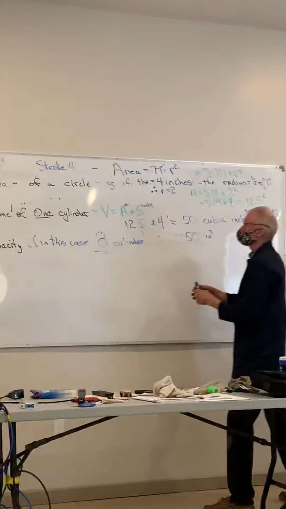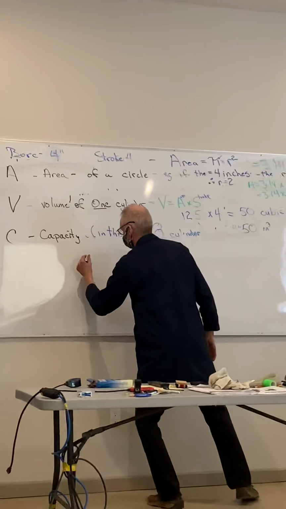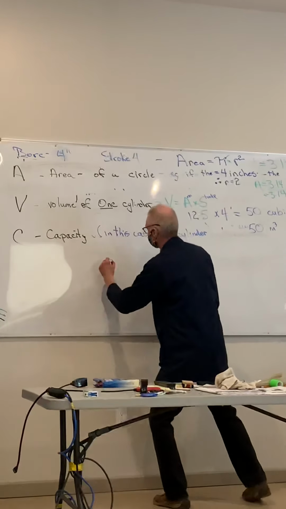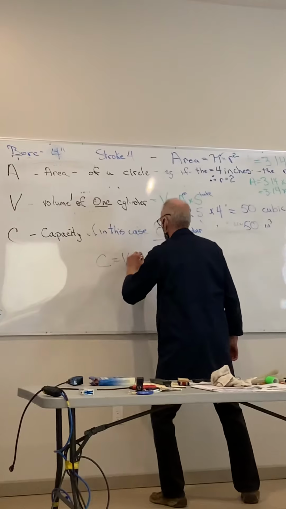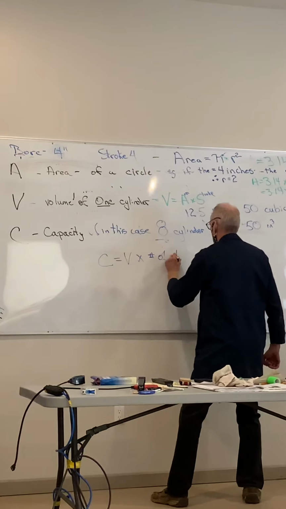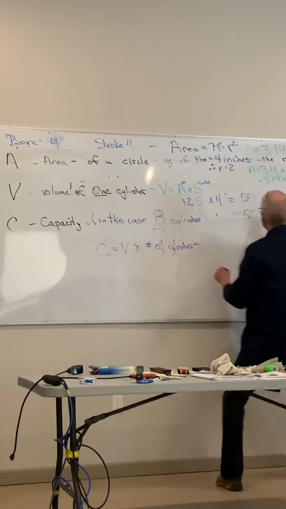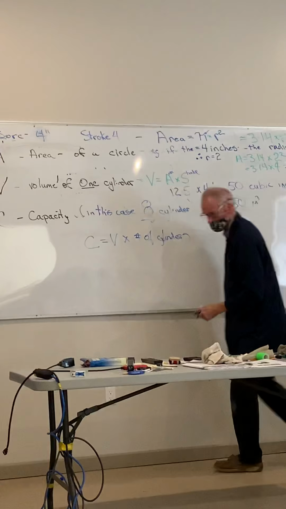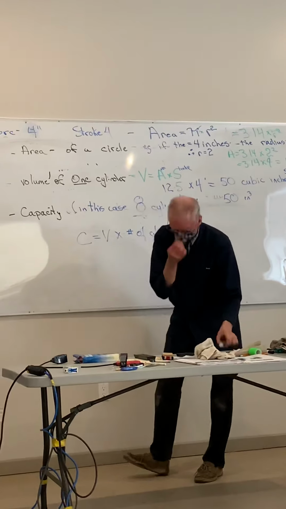So now capacity is volume. Now capacity equals volume times number of cylinders. So we have 50. Different color. Make her look good.